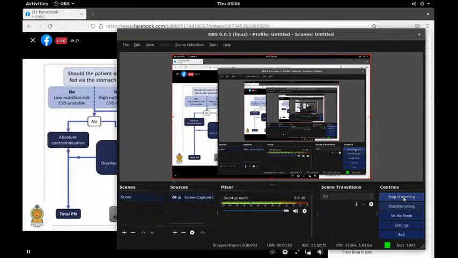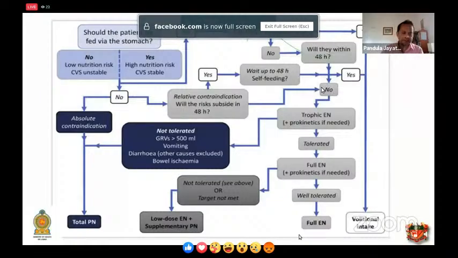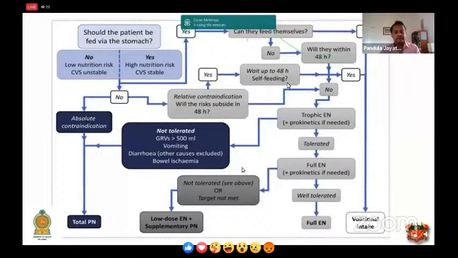We can wait 48 hours, and then you can go for this limb again. And if the patient is started on enteral feeding and is not tolerating it, then you are coming into this part of the algorithm. Patients having high gastric residual volumes, vomiting, diarrhea, and other conditions where you cannot go for enteral feeding, then we have to go for parenteral nutrition. And if the patient has any absolute contraindication at the beginning, then we also have to go for parenteral nutrition. Likewise, you can use this kind of an algorithm to treat the patient or to give the patient nutrition.